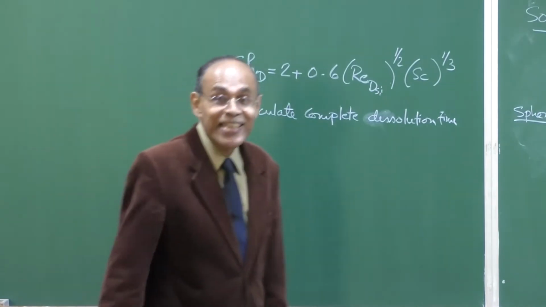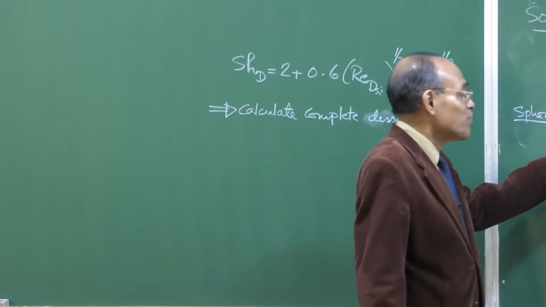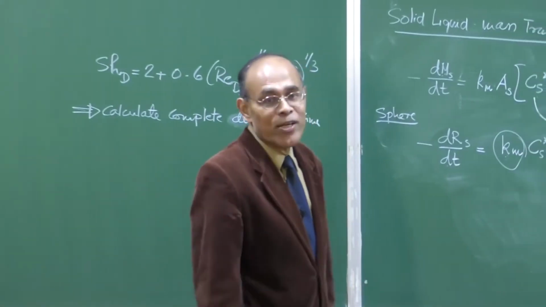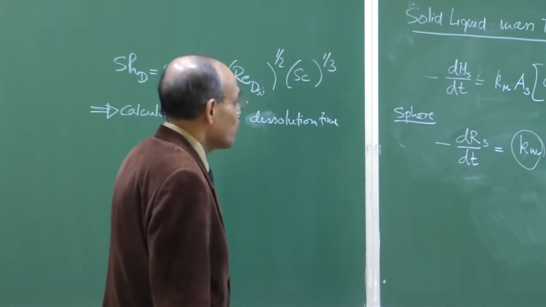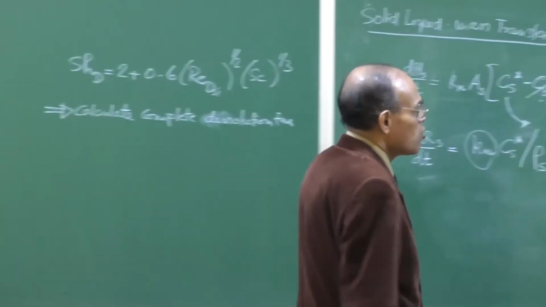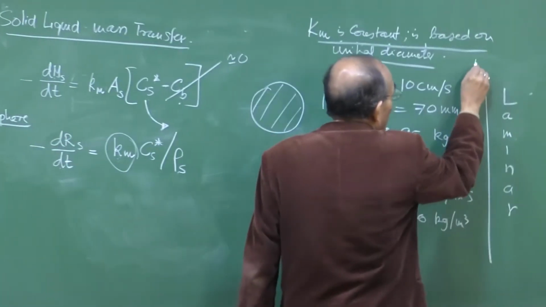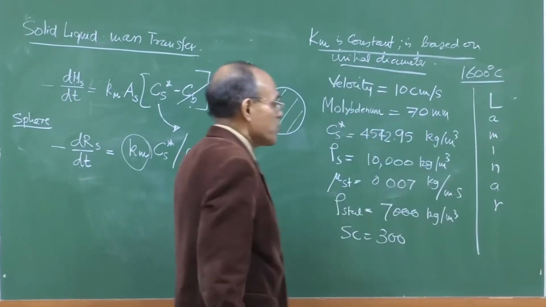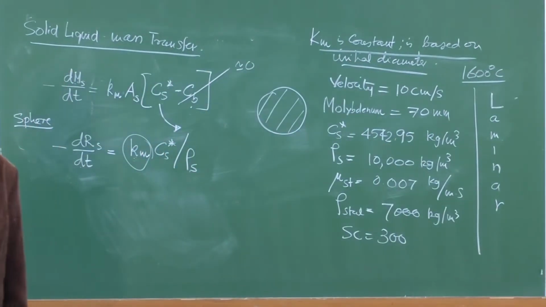It is not melting, it is dissolution, because molybdenum does not melt in steel. Molybdenum has a greater melting point than the steel operating temperature, which is at 1600 degree centigrade. So, all these properties which are given here correspond to 1600 degree centigrade of steel. Dissolution of molybdenum sphere in a stirred steel bath, that is the problem, and we want to calculate the complete dissolution time of the sphere.